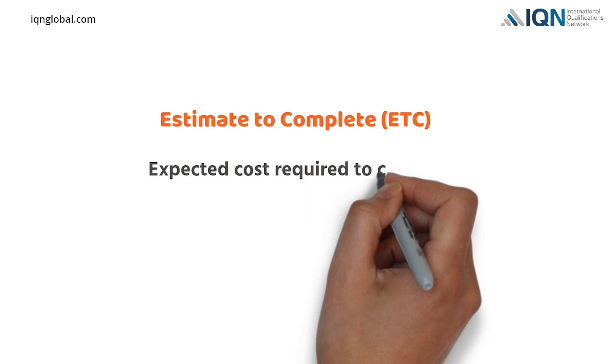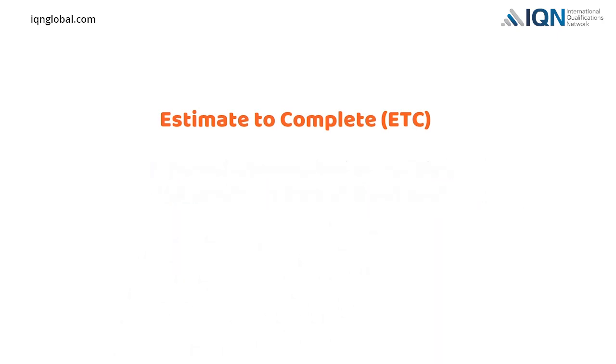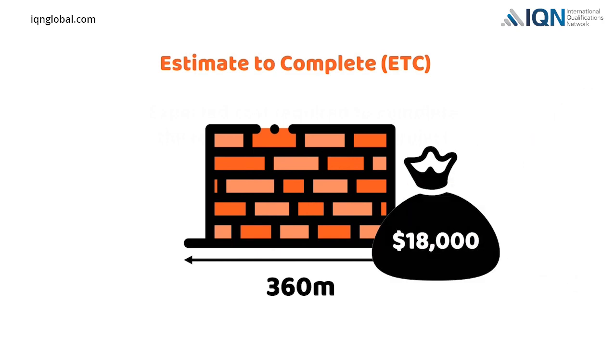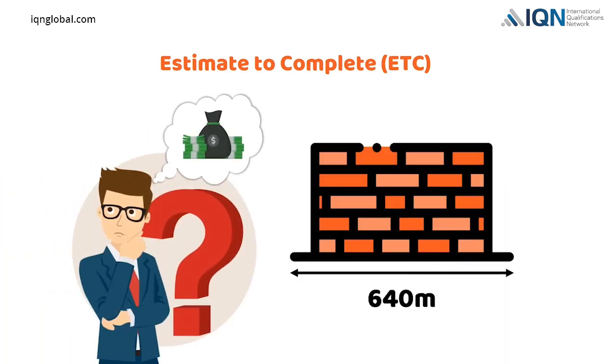Now let's discuss Estimate to Complete. Estimate to Complete, ETC, is the expected cost required to complete the remaining work of the project. We have built 360 meters of wall and spent $18,000. We need to calculate how much more we need to spend to build the remaining 640 meters of the wall.